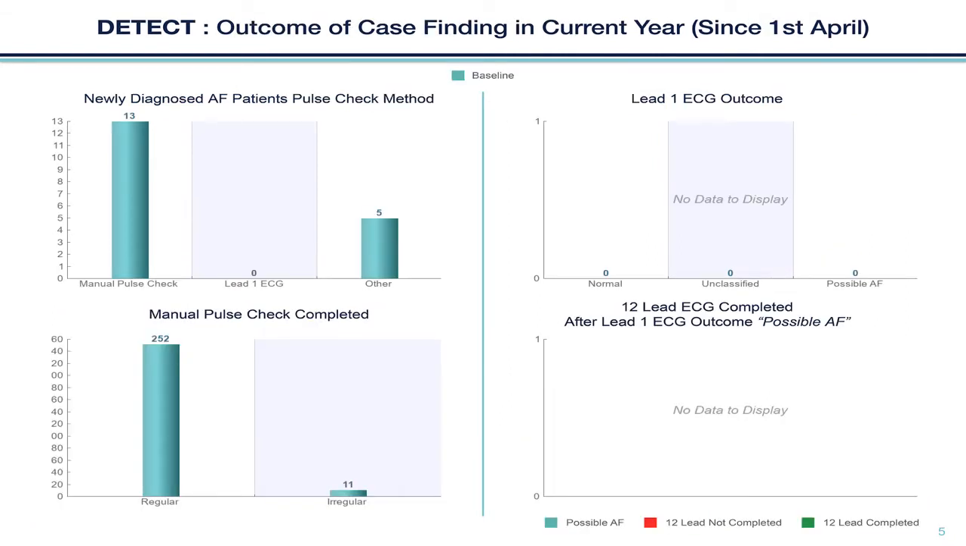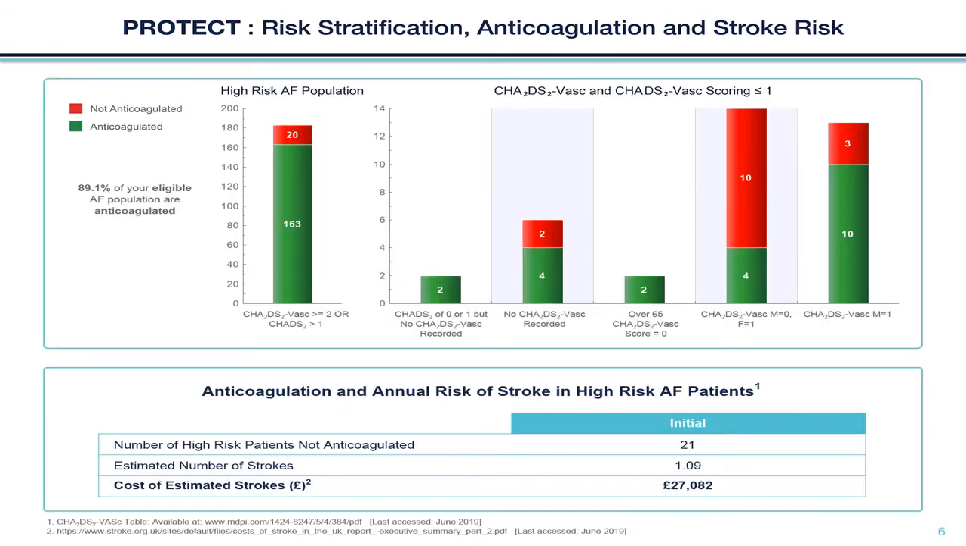This is outcome of case finding, so those newly diagnosed patients, have they had a manual pulse check to diagnose them? Have they had a lead 1 ECG or other? If they've had a lead 1 ECG, what was the outcome? If they've had a manual pulse check completed, was that regular or irregular? This is risk stratification, so for those patients with atrial fibrillation, what's their CHA2DS2-VASc score? Which group do they fall into? Are they on treatment or not? Is there any other work to be done for these patients?